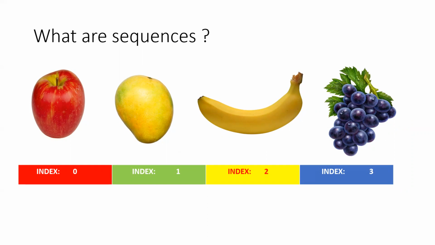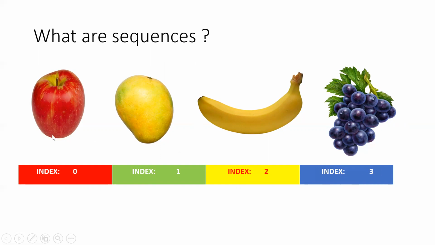Unlike humans, computers cannot understand positions. Instead, they know index numbers. So computers can understand numbers. So for the first item, the index will be 0. For every sequence, the first item's index is always 0, and second 1, third 2, fourth 3.